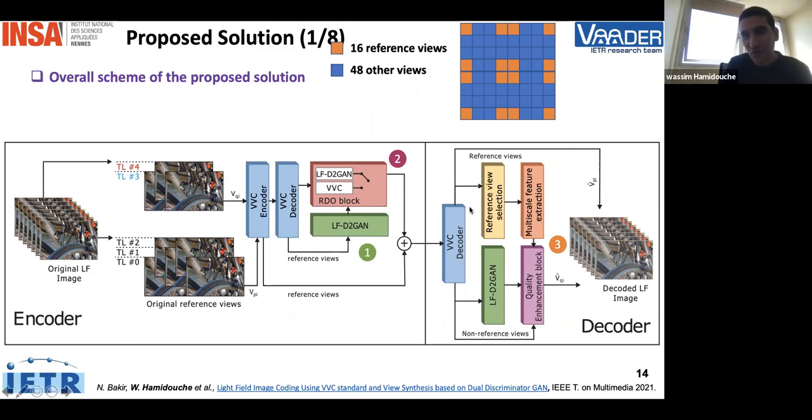At the decoder side, we do the inverse operation. First, decode all the views which are transmitted and encoded with VVC, and then synthesize the missing views. And then for the no reference views, perform some quality enhancement based on two reference views. And we will see later how to select this reference view and why we need to perform this quality enhancement block. So the main important components here are the light field D2 GAN synthesizer block, the rate distortion optimization block, and the quality enhancement block that I will present in the next slides.